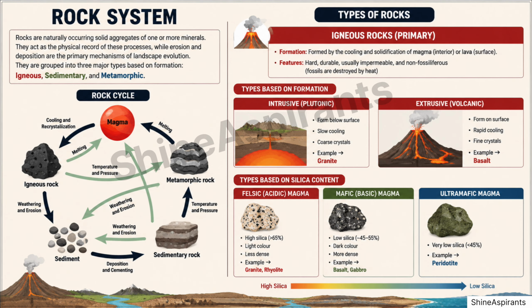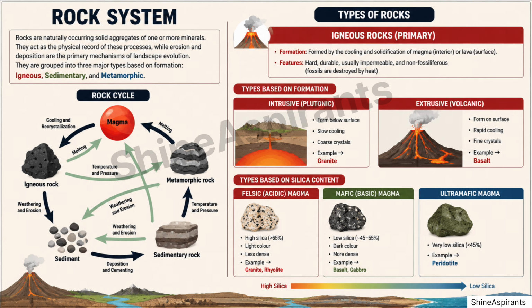Rock system. Rocks are naturally occurring solid aggregates of one or more minerals. They act as the physical record of geomorphic processes. They are grouped into three major types: igneous, sedimentary, and metamorphic. 1. Igneous rocks, primary. Formation: cooling and solidification of magma, interior, or lava, surface. Features: hard, durable, usually impermeable, and non-fossiliferous, fossils are destroyed by heat.